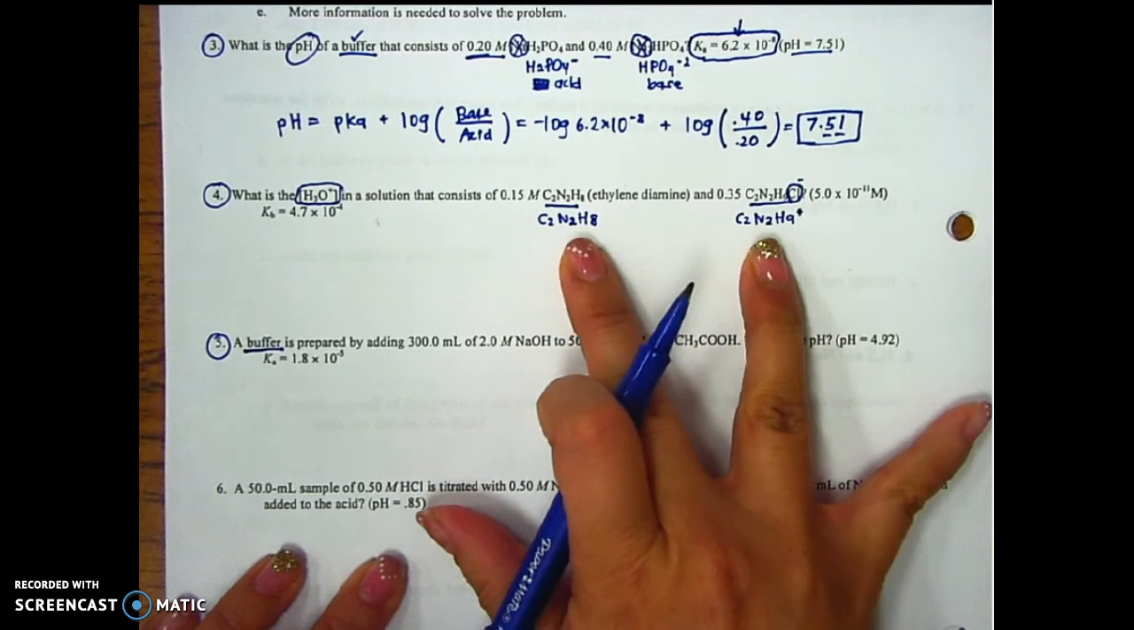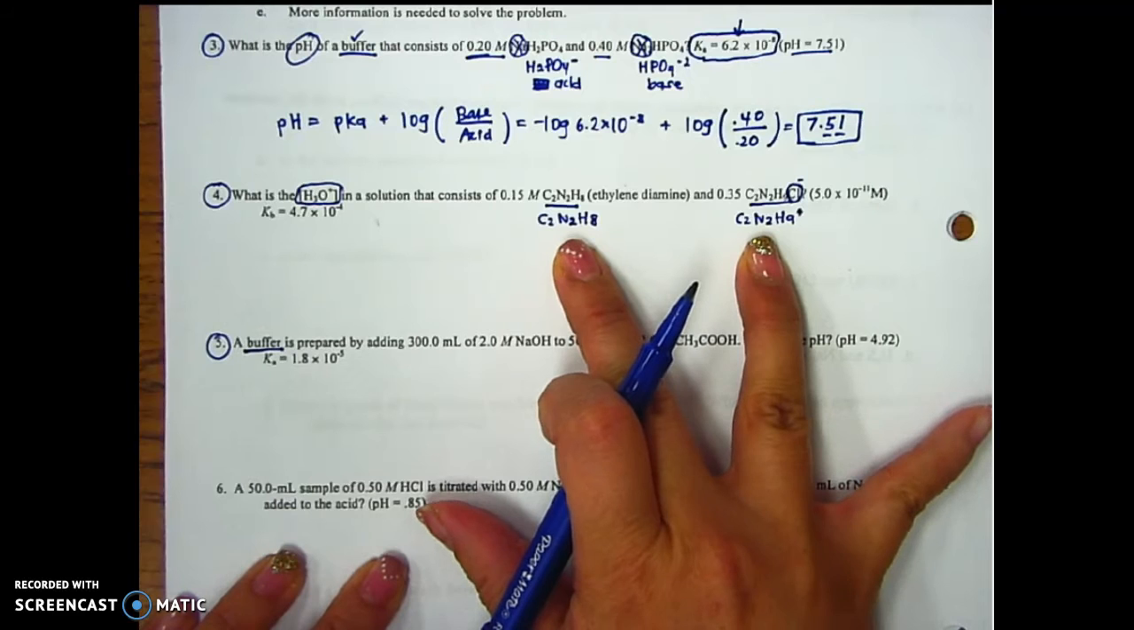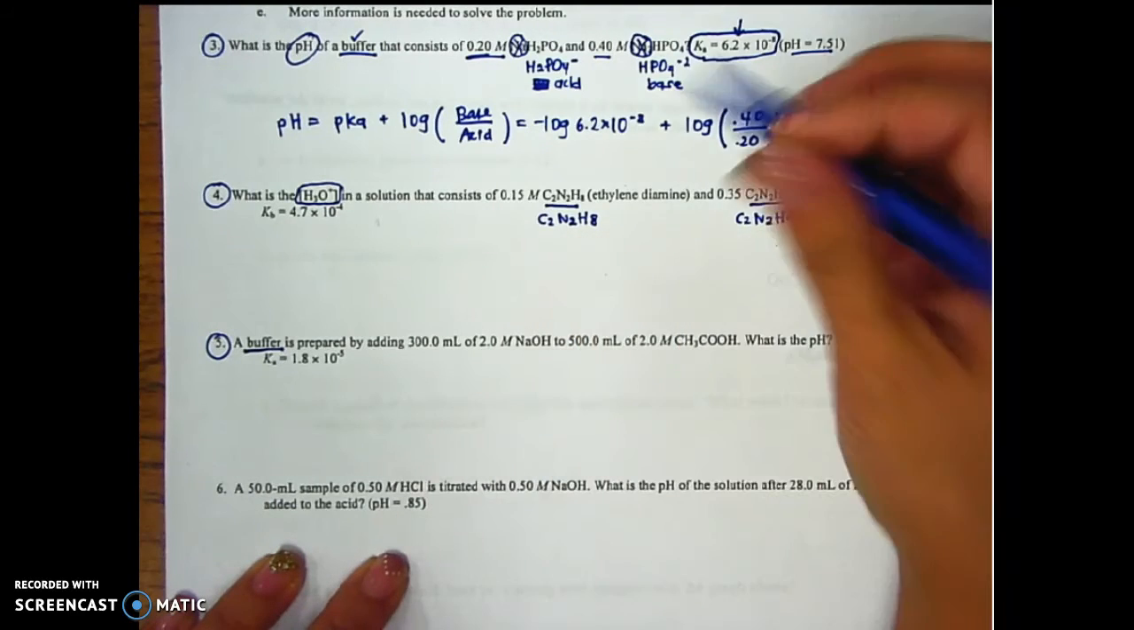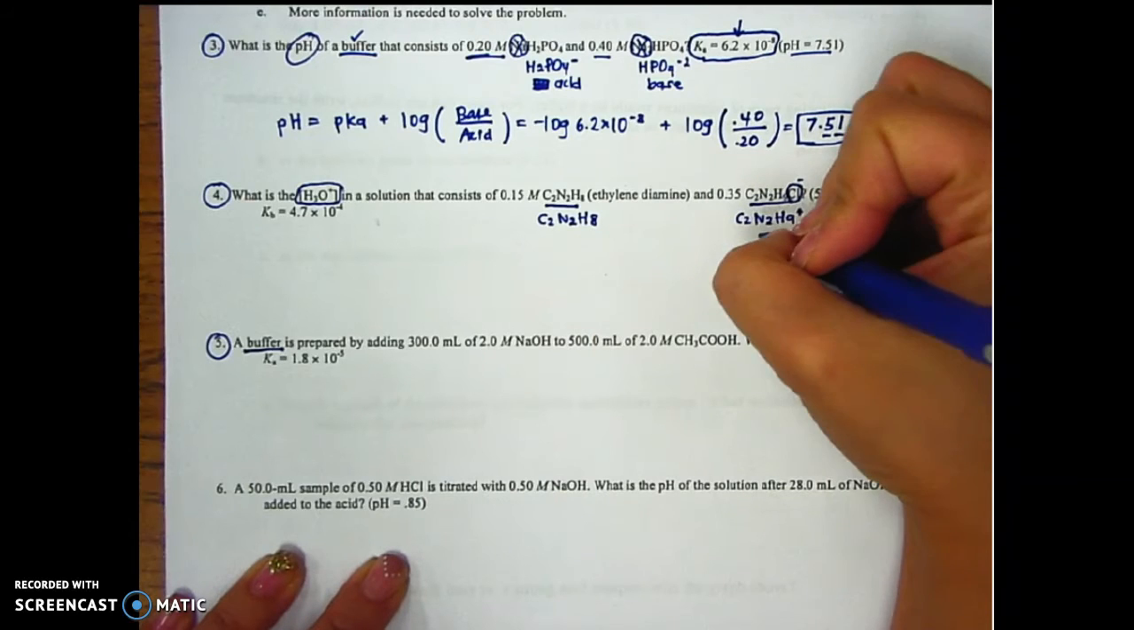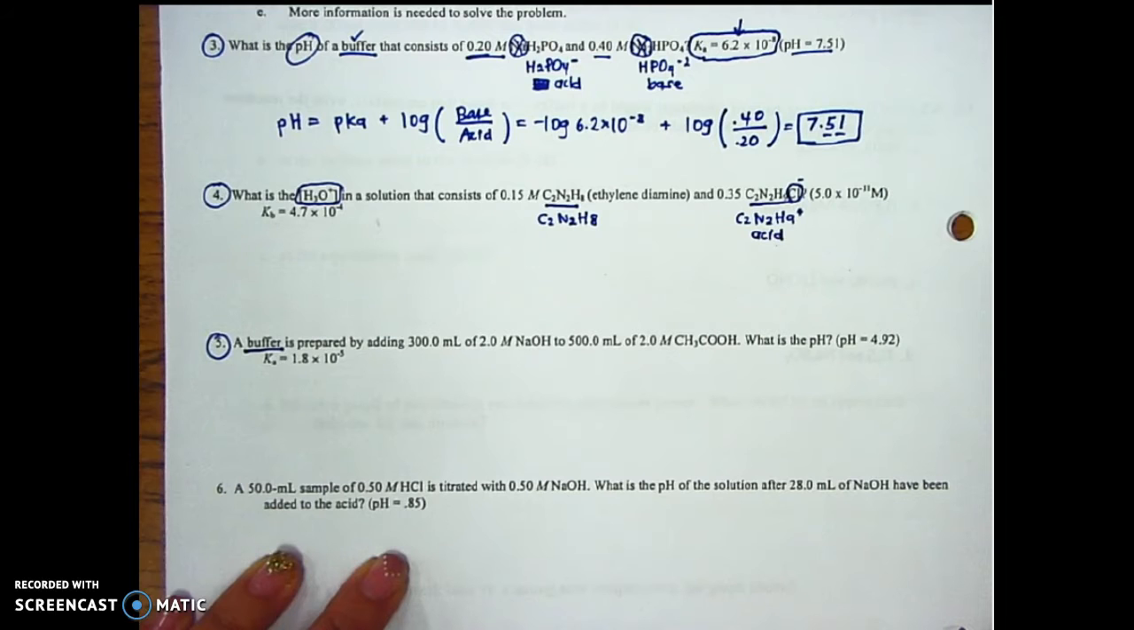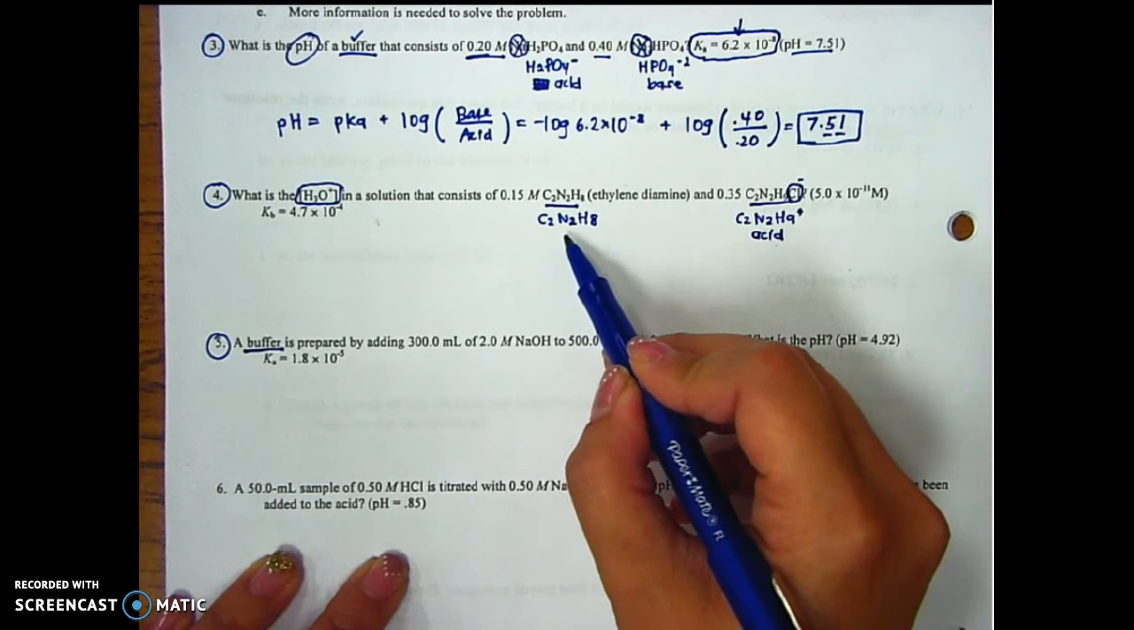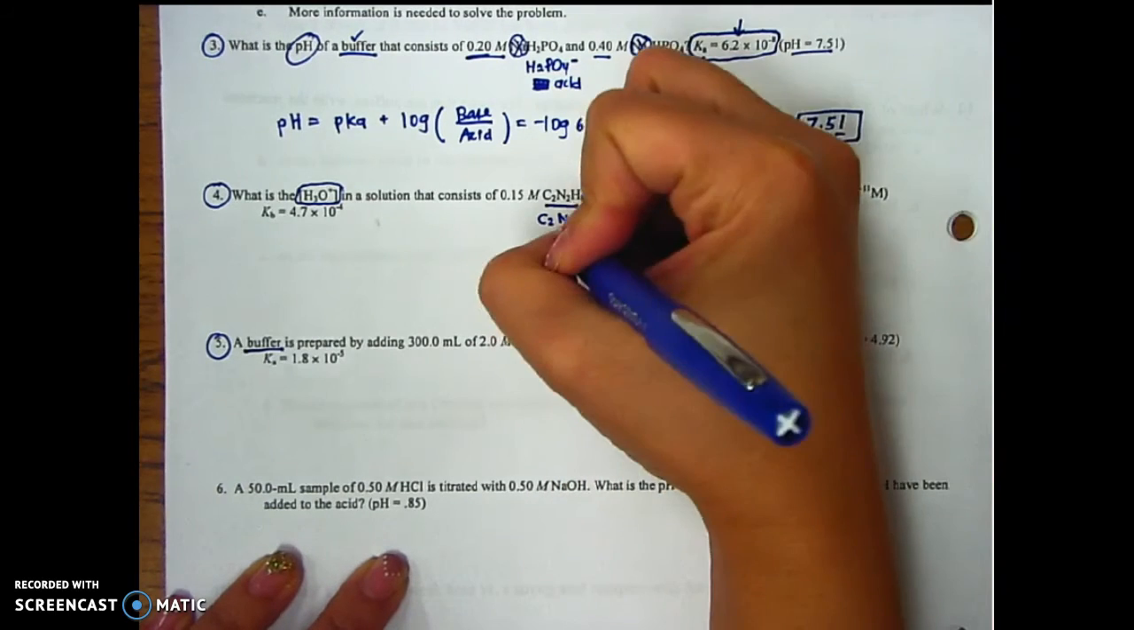Okay, so same idea as before. You want to assign what the acid and what the base is going to be here. The one that is less negative or more positive, we're going to say functions as our acid, whereas the C2N2H8 would have to be our conjugate base.